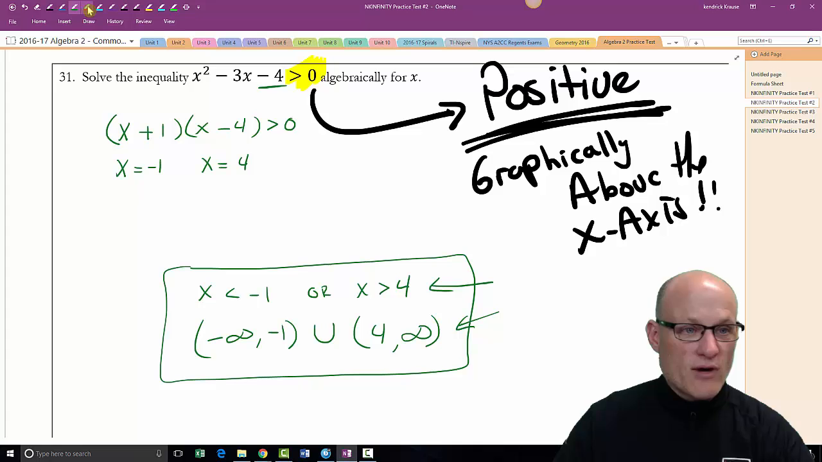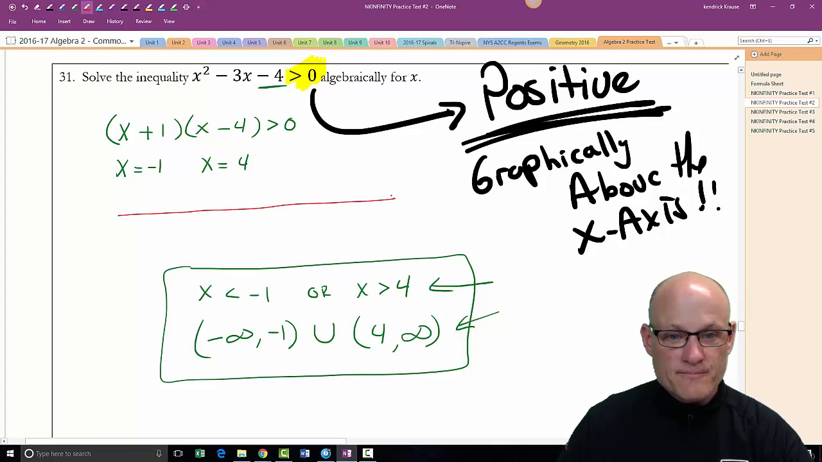I like to do these things graphically. So if we look at this on a number line, these become our critical numbers, -1 and 4. And I would just test numbers. First of all, we know it's going to be open circle, because there's no equal to, right?